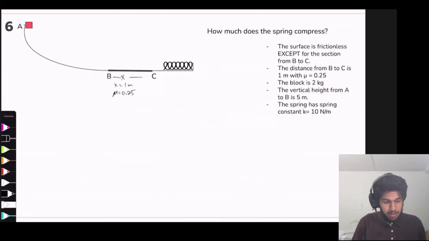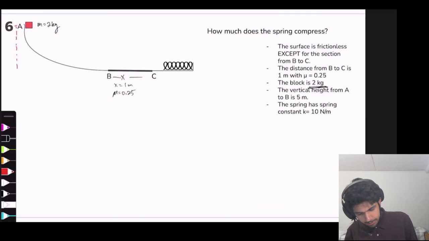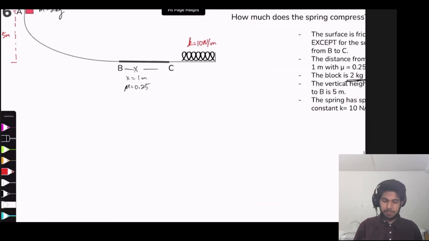The block is 2 kilograms, so mass equals 2 kilograms. The vertical height from A to B is 5 meters, so let's draw that. This is 5 meters. And the spring has spring constant K equals 10 newtons per meter. Okay, with all of that said, I think we're ready to start this. And it really does seem like we're going to need to use conservation of energy.